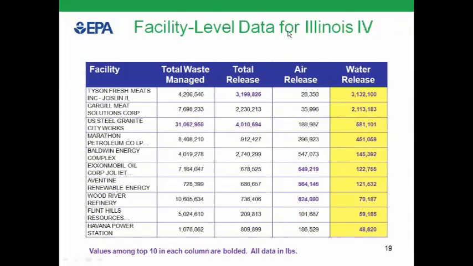The same thing with water releases. Two different facilities rise to the top. You also notice that looking at different metrics, there'll be different sectors. So here it's the meat processing that's leading to more of the water releases. That's usually nitrates.